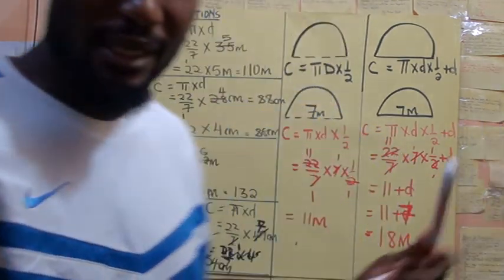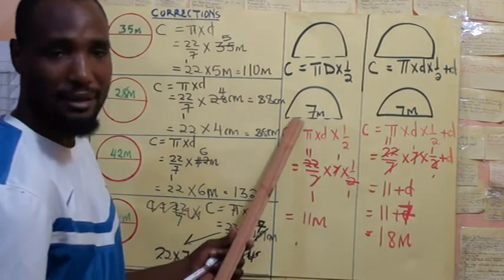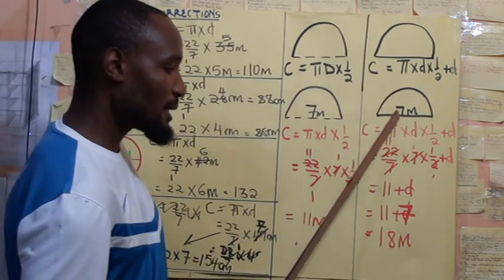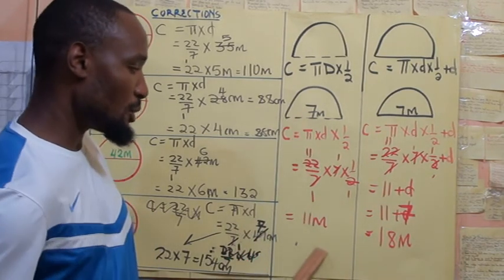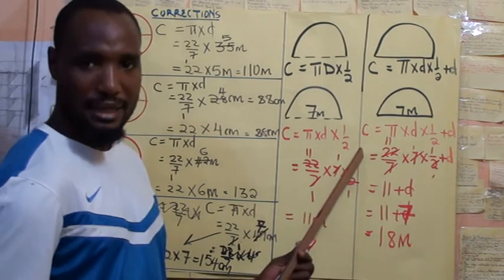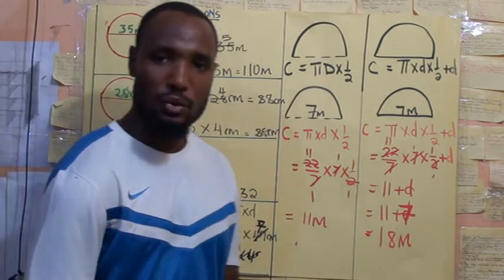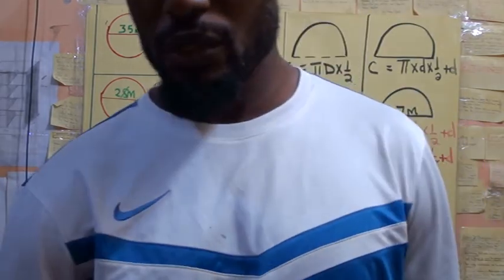The difference is that this one has a complete line, but this one doesn't have a complete line. If it has a complete line, you must add the diameter. And if it has a broken line, you just get pi times diameter times a half. I'll discuss this once more in the next session, and I believe you will understand. Thank you very much.